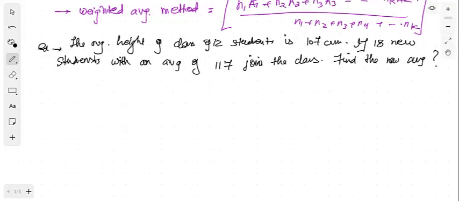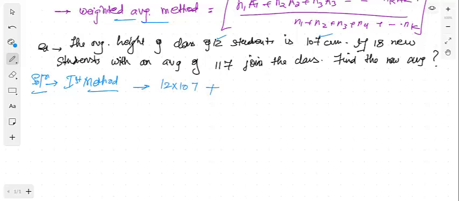So the first method we will solve is the conventional method, or you can say the weighted average method. The first method you will already be using even if I don't discuss it, which is N1A1, 12 students with average 107, so 12 into 107, plus N2A2, which is 18 into 117, divided by N1 plus N2, which is 12 plus 18. When you solve this, you'll get the answer as 113.